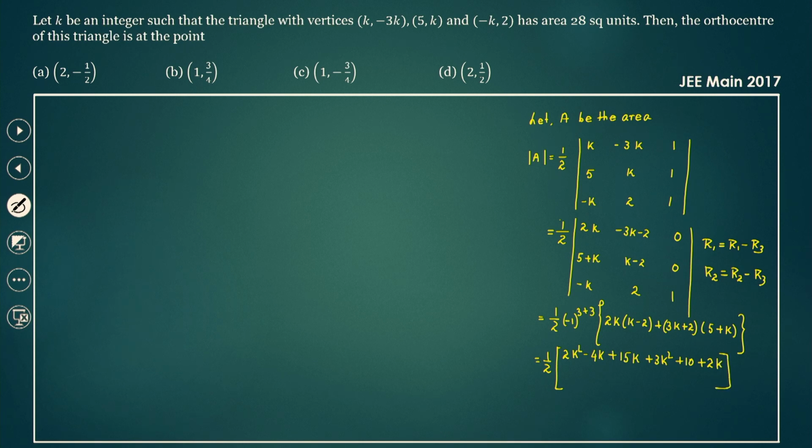So therefore, we will write the last line to get the quadratic form. So 5k square, then we have 4 and 15, 11 and 2, 13, 13k, and then we have plus 10, and that's it. So this is the determinant.